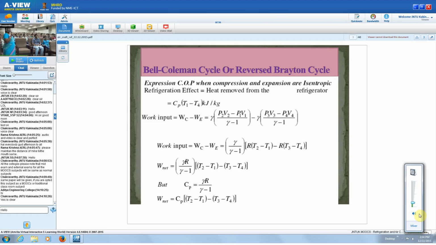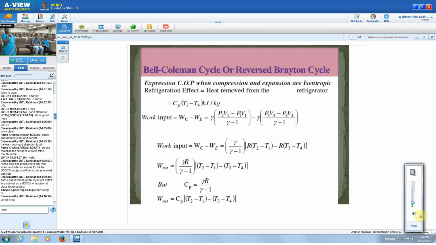So let us see the COP of the Bell-Coleman cycle. We have already seen that COP is the ratio of the refrigerating effect produced to the work input. In this, some work is done by the expander, so that work can be subtracted from the work required by the compressor. The refrigerating effect is nothing but the heat to be removed from the space to be refrigerated, which is equal to Cp into (T1 minus T4), where T1 is the temperature that is required, and T4 is the temperature of the refrigerant coming from the expander.